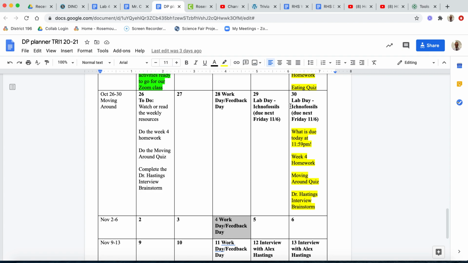And then, like I said, we do have a lab this week on determining the speed of dinosaurs, which is based on tracks, something called ichnofossils. That is going to be due a week from this Friday, so November 6th. All right, so those are our due dates for the week.